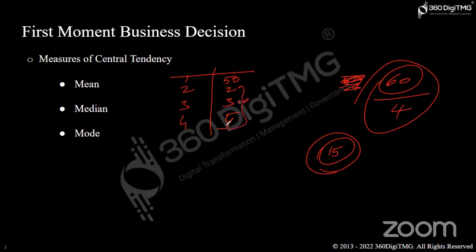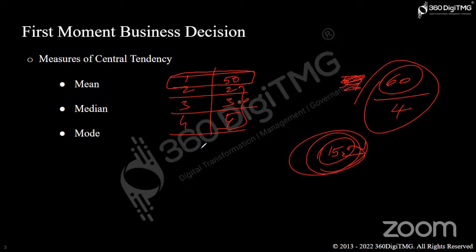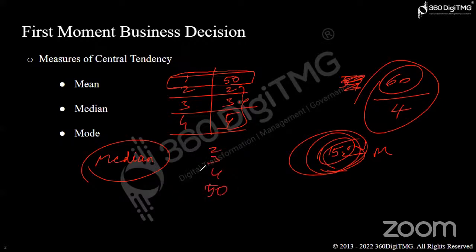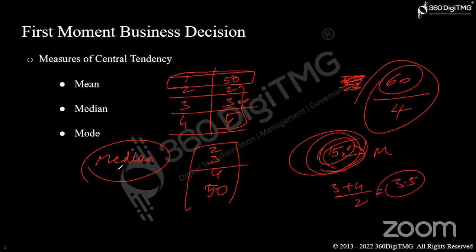But here you can see that the second child, third child, and fourth child are not getting equal, almost equal to this mean value, since one is getting more. So what is the mean value? The mean value is 15. Now what is the median value? The values are 2, 3, 4, and 50. So the center element is 3 plus 4 divided by 2, that is 7 by 2, that is 3.5. So the median value is 3.5.